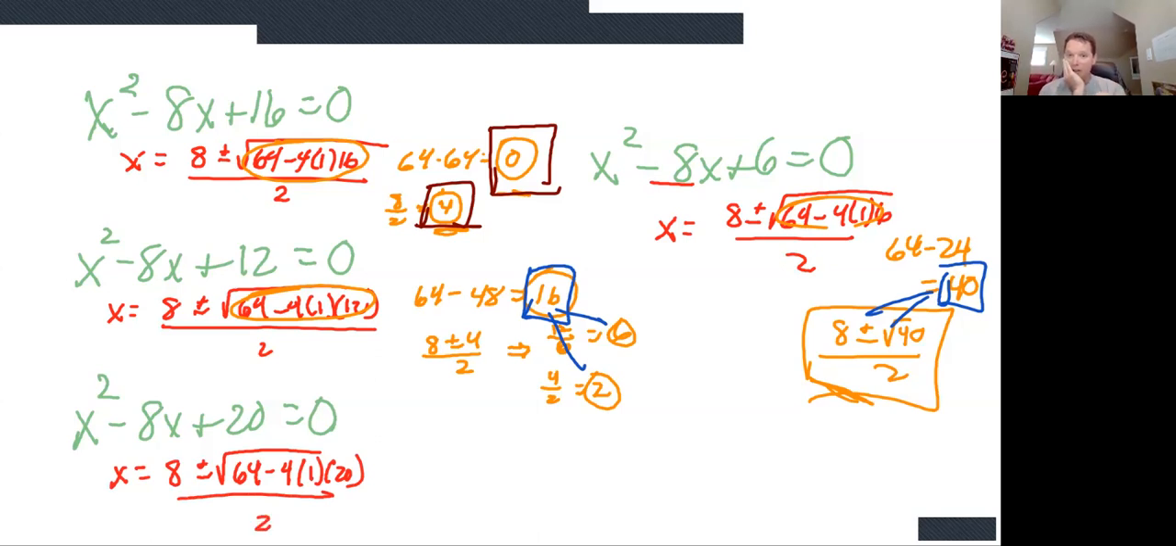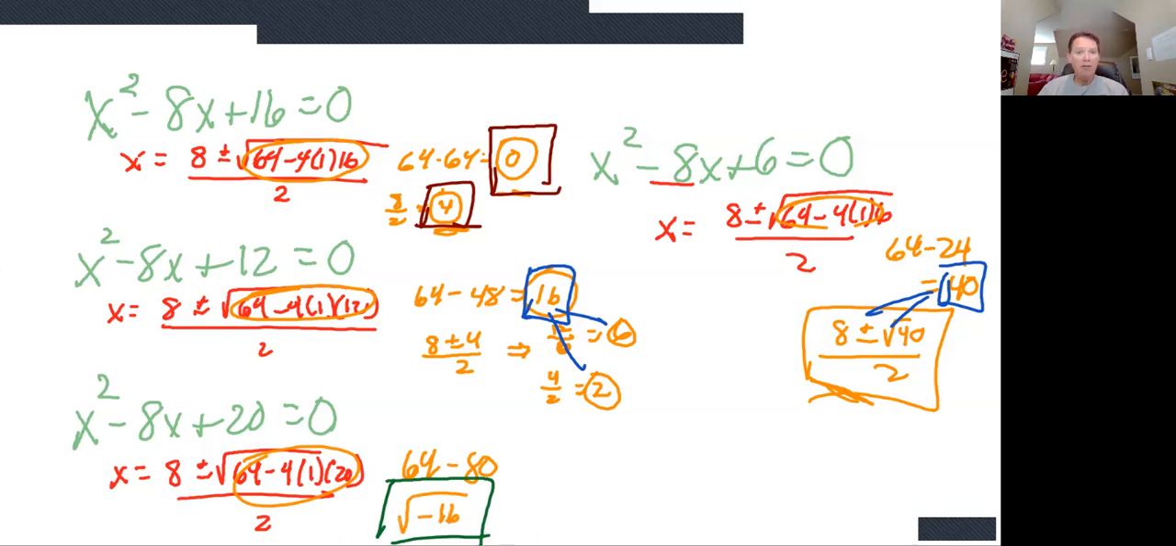Now what's about to happen? Can you see it? What's the number under the radical? 64 minus 4 times 20 is 80. I get negative 16, and I'm asked to find the square root of negative 16. Can't do it, right? I can't do it. So there is no x equals for this problem.